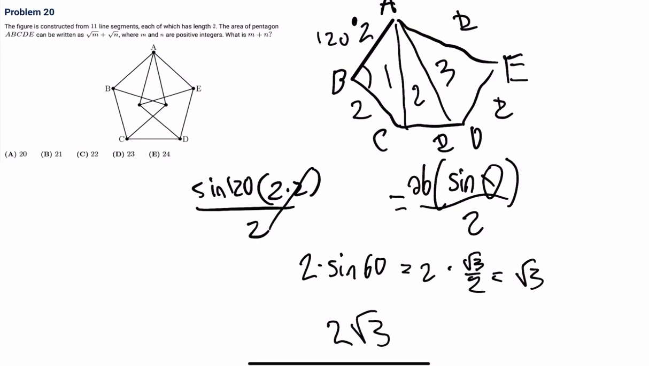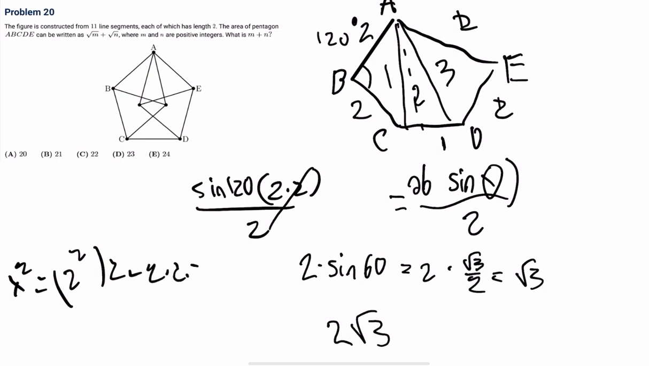I'm just writing the side lengths here because it's going to be important for finding the area of this triangle. Okay, so here we go. All right, so we can divide CD in half such that it's 1. And so we can use the law of cosines to get that x squared is supposed to equal 2 squared times 2 minus 2 times 2 times 2 times cosine of 120.